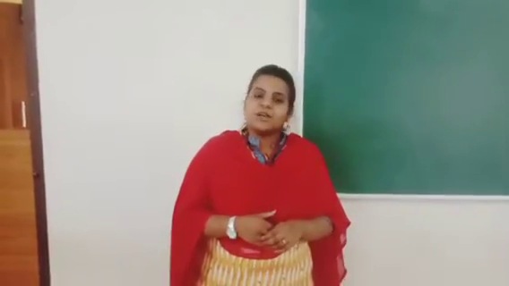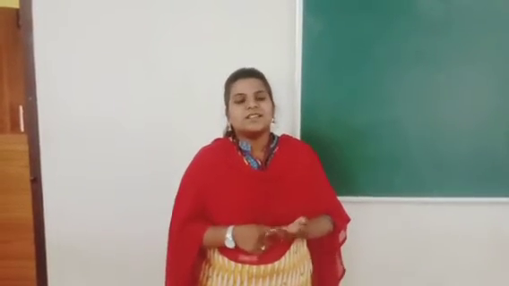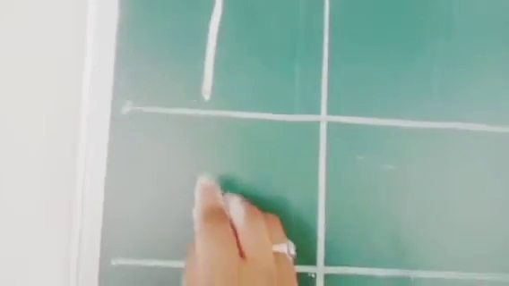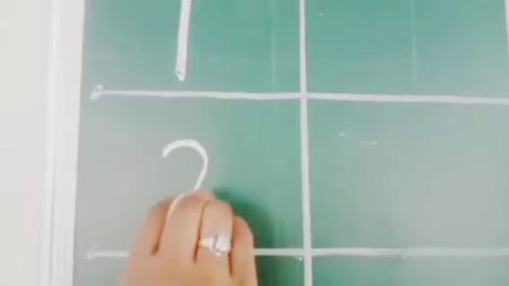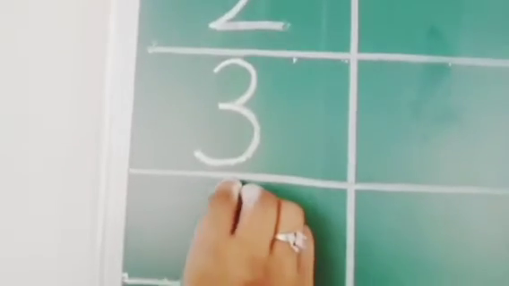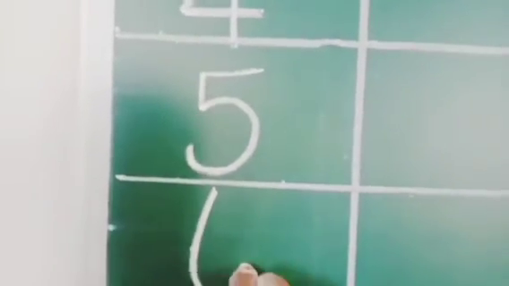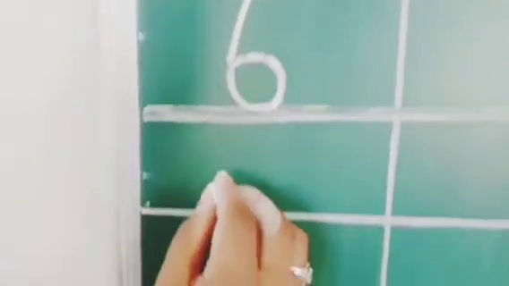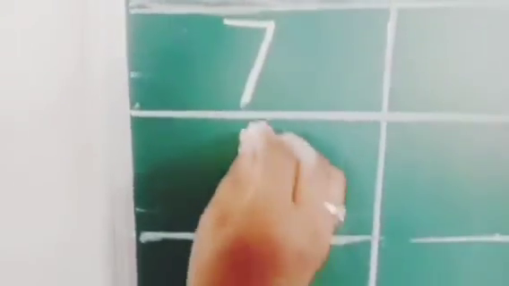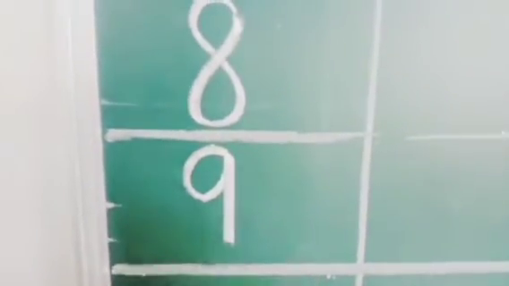Very good. Time for writing. Before writing the new number 20, we are going to recall the numbers from 1 to 19. Shall we recall it? 1, 2, 3, 4, 5, 6, 7, 8, 9.